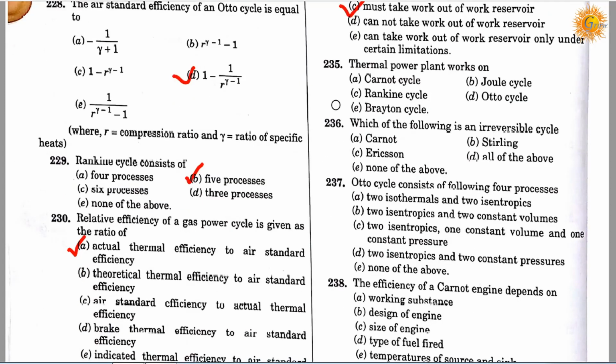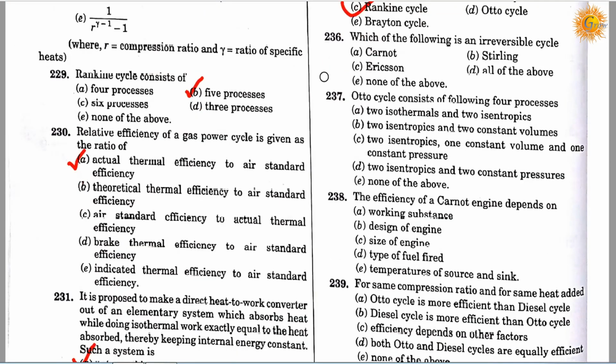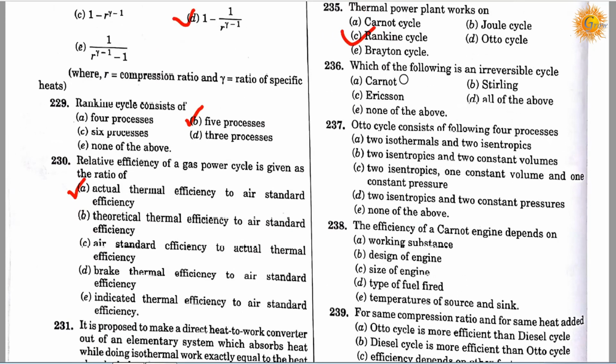Question number 235. Thermal power plants work on: option A, Carnot cycle; option B, Joule cycle; option C, Rankine cycle; option D, Otto cycle; option E, Brayton cycle. So the correct answer is C, the Rankine cycle. Question number 236. Which of the following is an irreversible cycle? Option A, Carnot; option B, Stirling; option C, Ericsson; option D, all of the above; option E, none of the above. So the correct answer is E, none of the above.